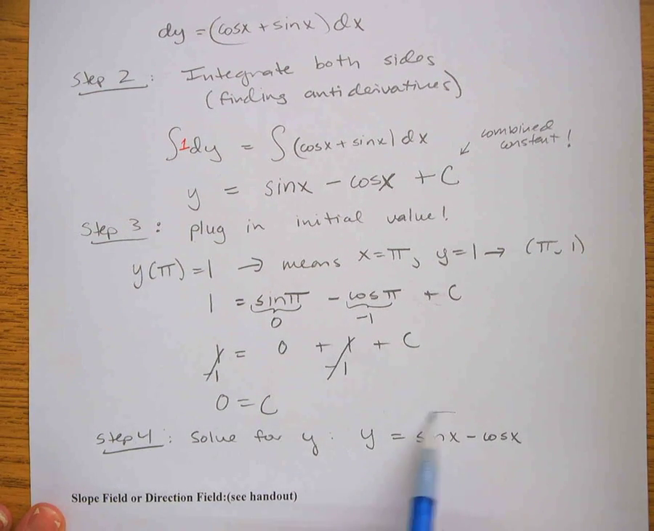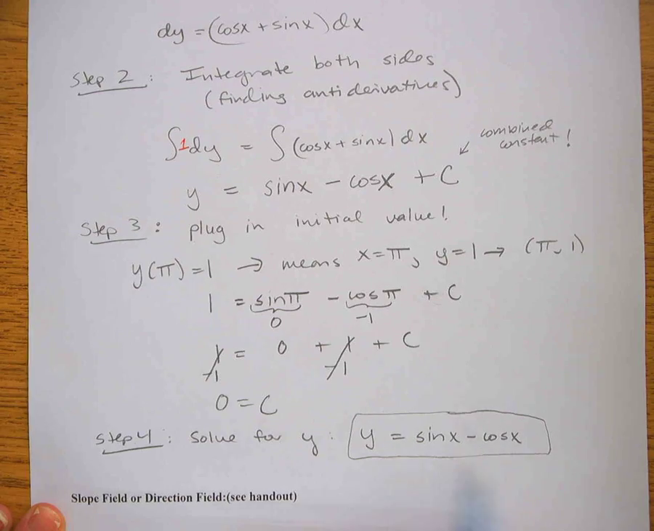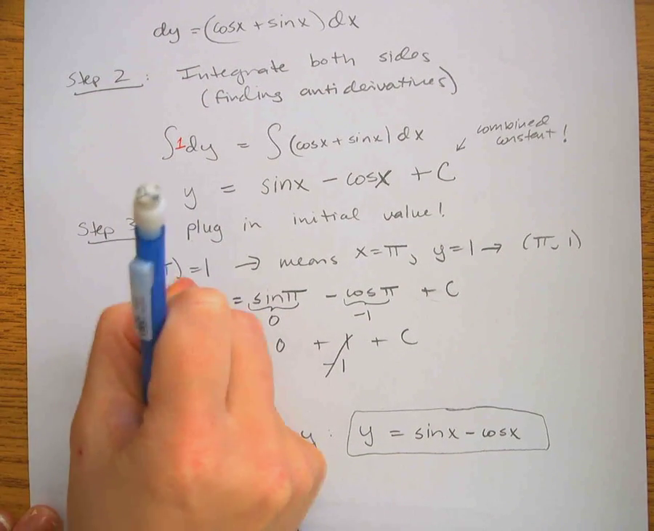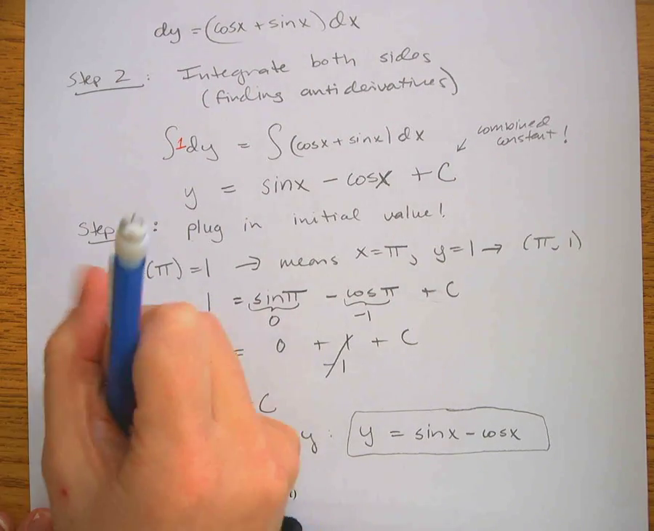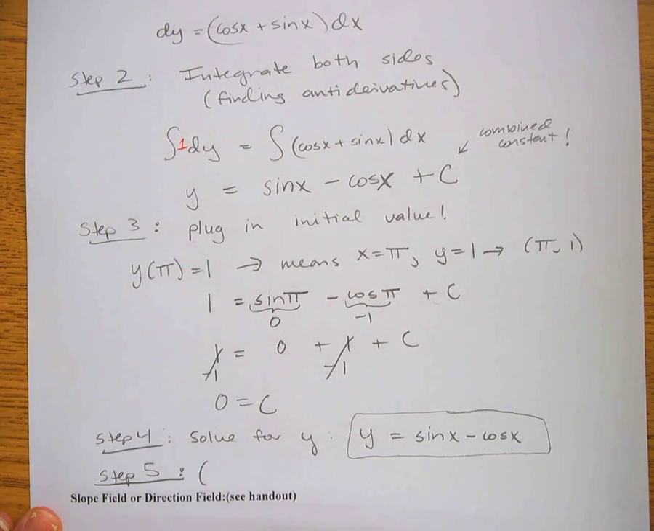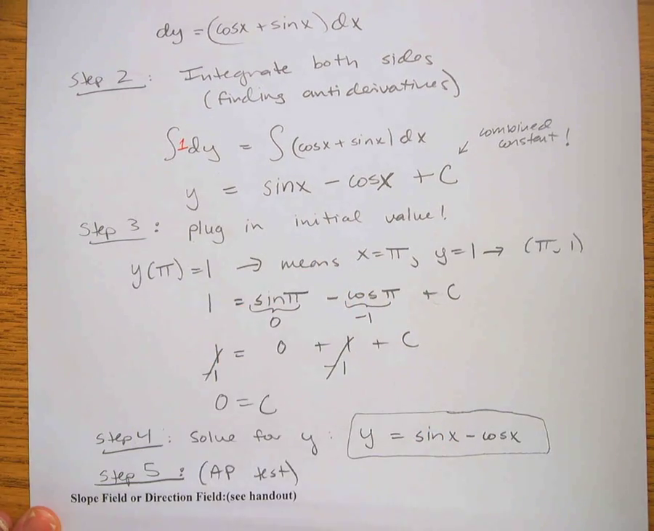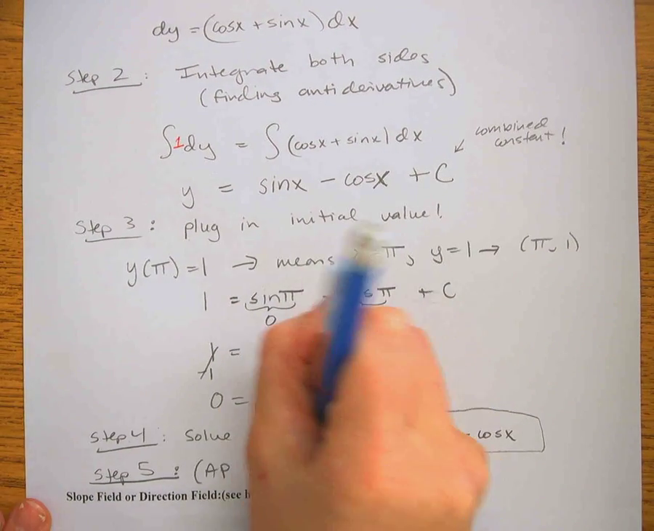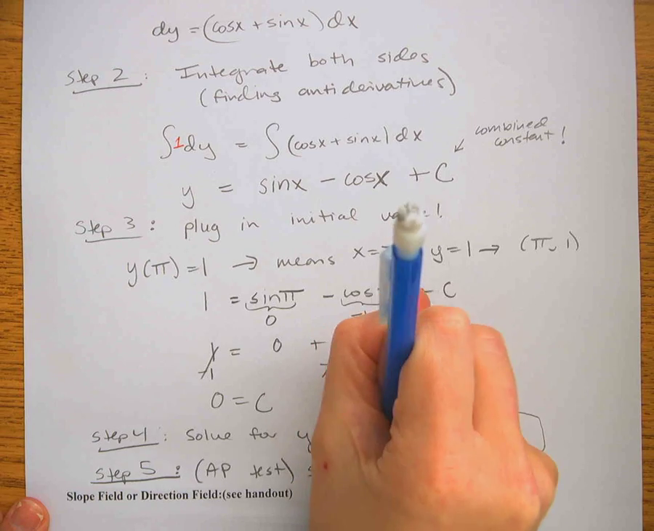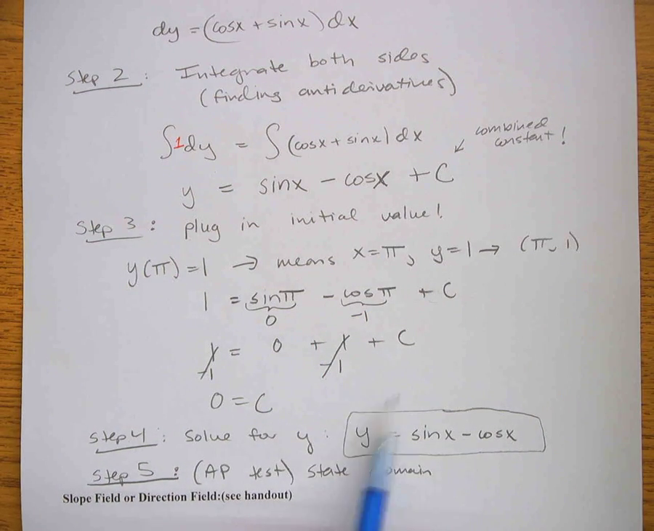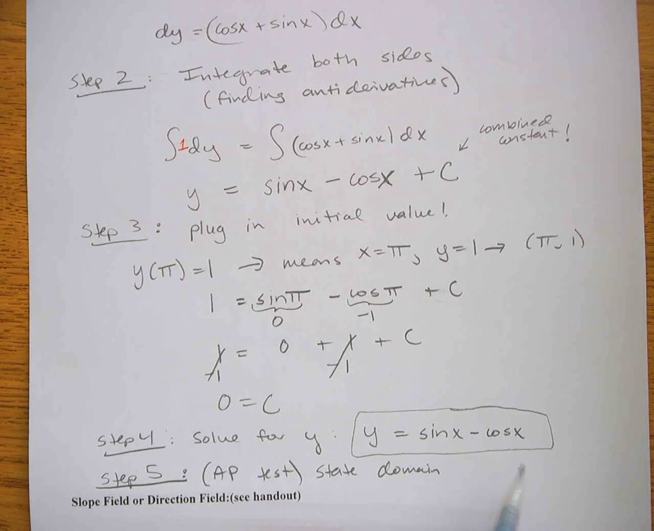So I don't really need to do any more work. And then I'm going to sneak in a little step 5. Sometimes you have to do this, sometimes you don't. Depends on what the AP test is asking for. So this is really just for the AP test. If they're asking for it, you'd want to state the domain. You want to state for which values y is equal to this.